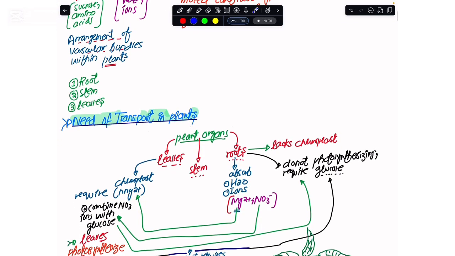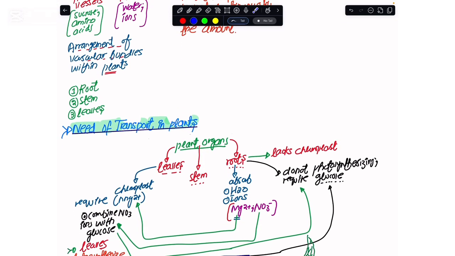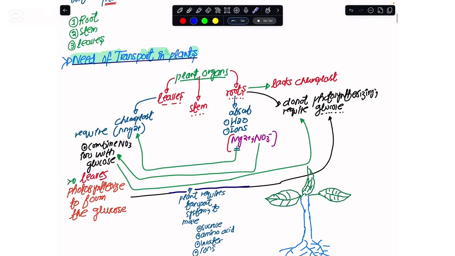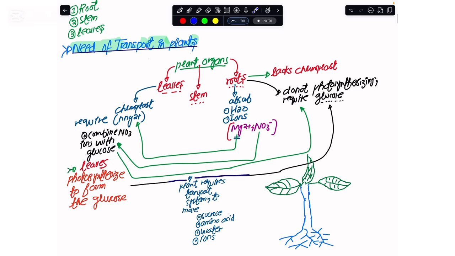Further, if we proceed, since we are concerned about transportation in the plant, we have to justify how come or why these plants need a transport system in them. Now, what we know is that plants have multiple organs in them. We have the leaves, then we have the stems, and then at the bottom, embedded or present in the soil, we have the roots of these plants.